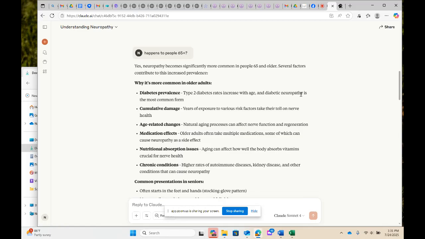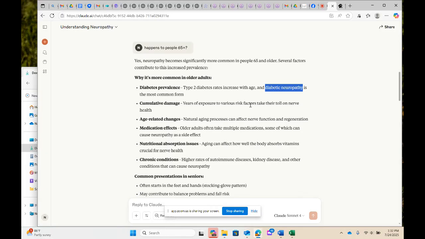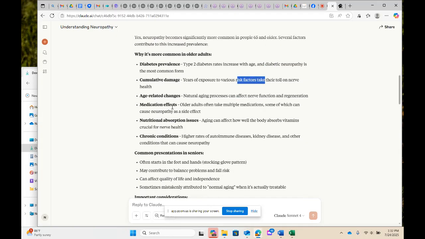Okay, so what does that mean? Diabetic neuropathy. Okay. Cumulative damage: years of exposure to various risk factors. What would those be? They take a toll on nerve health. Age-related issues: the natural aging process can affect nerve function. And so this would be another one, right? Did you know that the natural aging process can affect nerve function and regeneration?